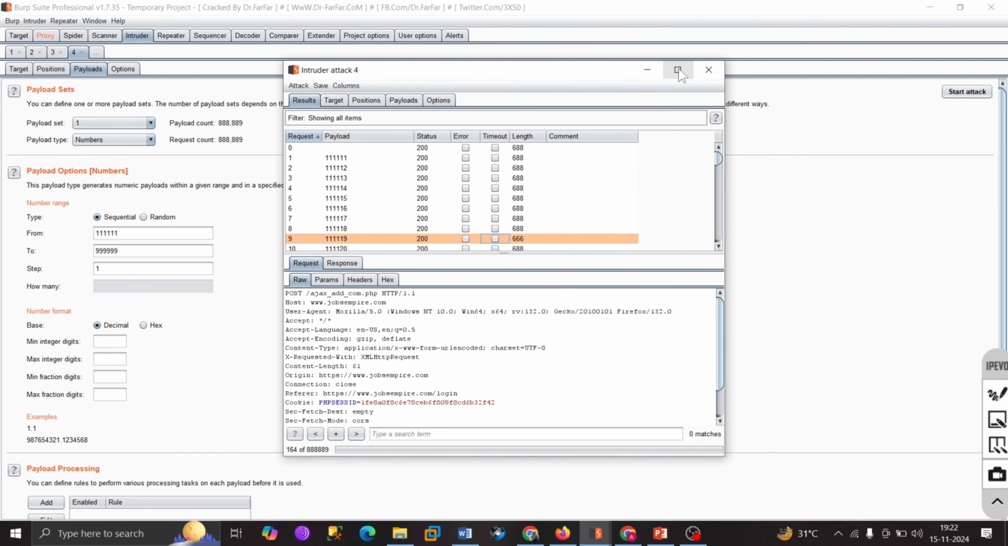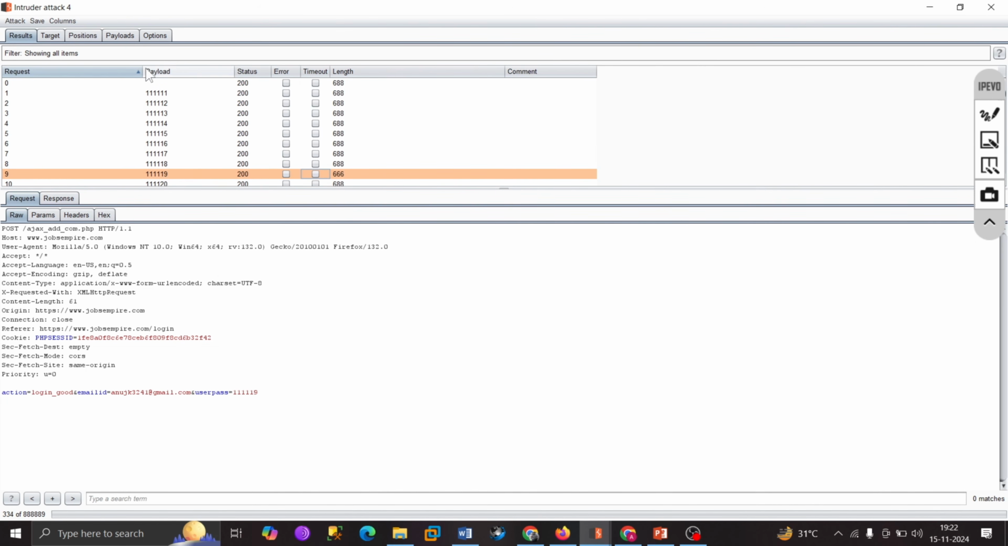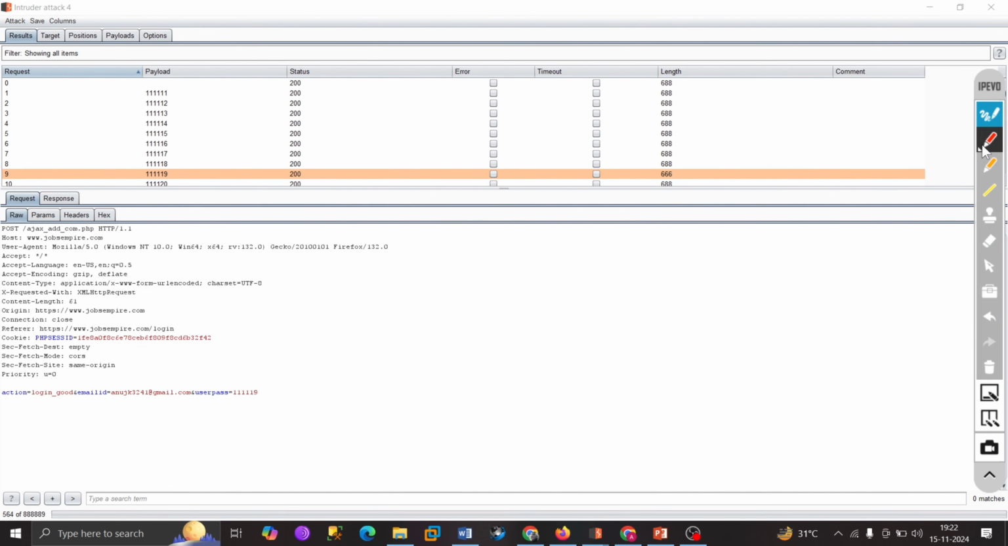Okay, so guys, can you see? Can you see? Okay, can you see that the length of this correct password has been changed, right? You can see 666, right? 666, right? You can see.